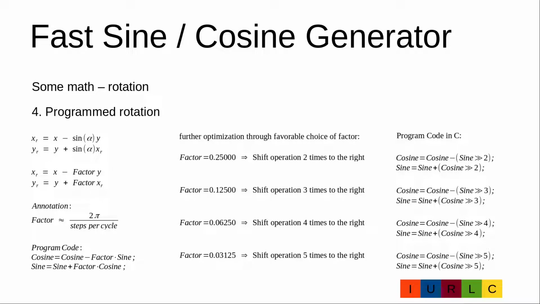And in the last step we can optimize the algorithm through a favorable choice of vector. Vector 0.25 means shift the value 2 bits to the right. Vector 0.125 means shift the value 3 bits to the right, and so on for other values. The final code in C is: cosine is cosine minus sine shifted 2 bits to the right. Sine is sine plus cosine shifted 2 bits to the right. For other vectors the code looks equal but with different shift values.